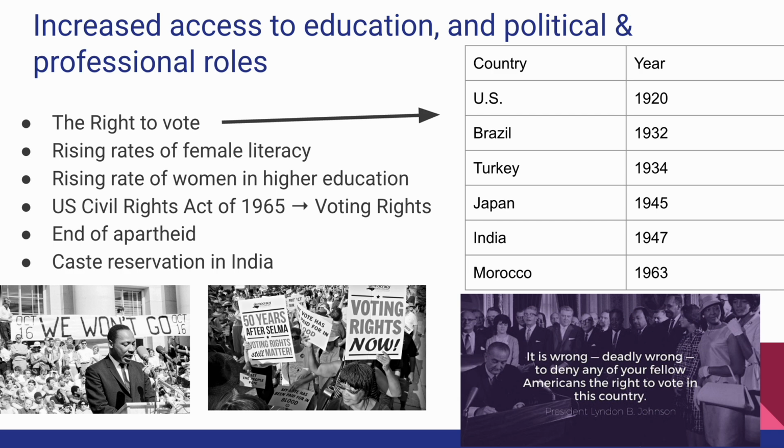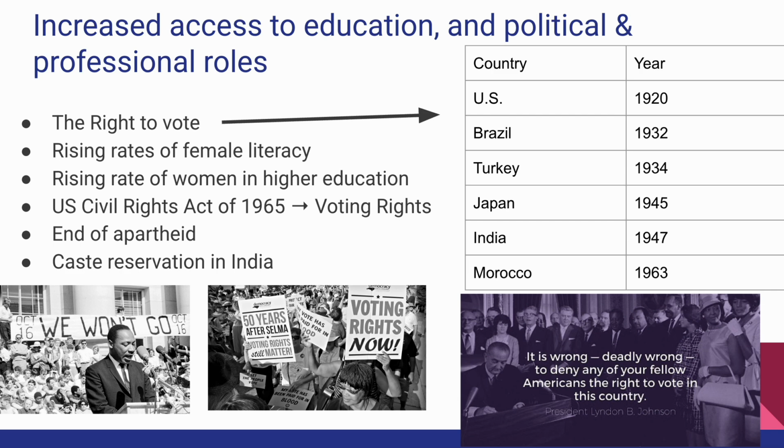So in the United States, women were able to vote in 1920. In Brazil, it was 1932 for women. In Turkey, 1934. Japan, 1945. India, 1947. Morocco, 1963. And those are just a few examples.